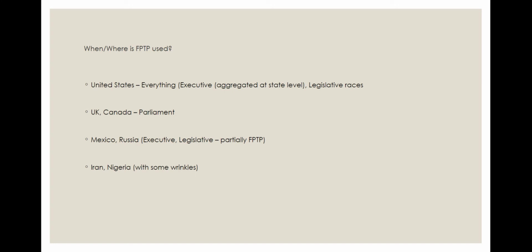But conceptualizing what it looks like, in the United States, we use first past the post for just about everything. For the executive, with some wrinkles related to the Electoral College, and the results tabulated at the state level, and all of our legislative races are first past the post. In the United States and Canada, they use a first past the post system for their parliamentary elections. In Mexico and Russia, the executive elections are first past the post, and then the legislative elections are partially first past the post. And Iran and Nigeria both use first past the post, primarily with a few wrinkles added in.